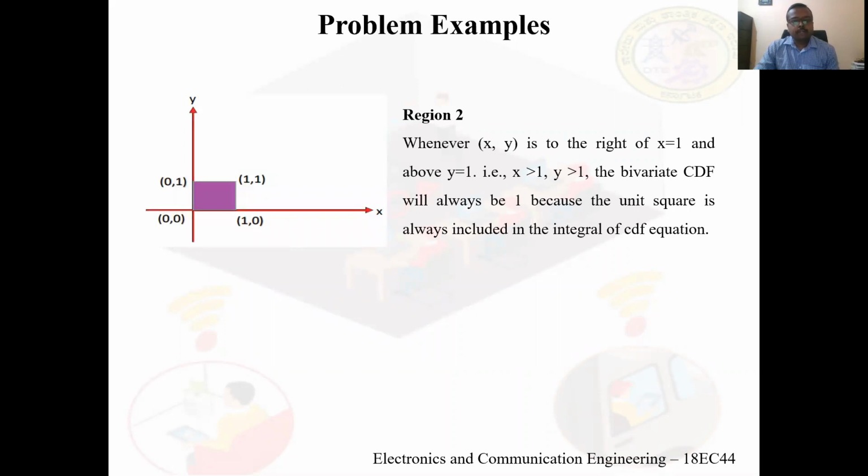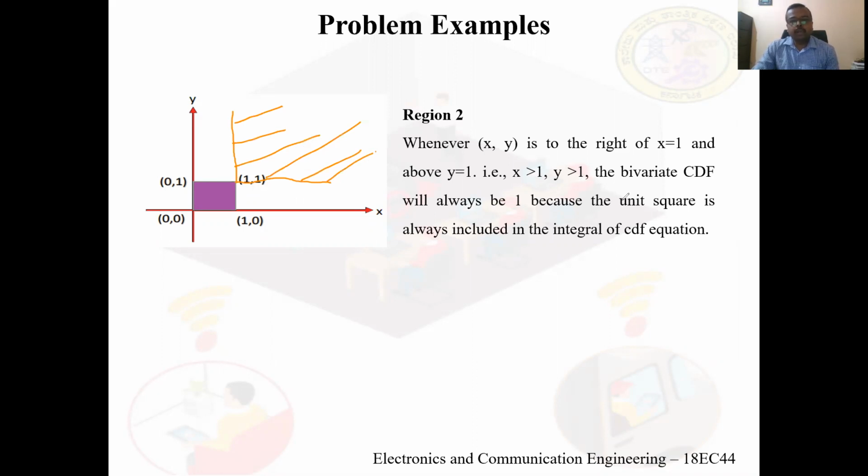Next, for region 2. Here, for region 2, I'm considering whenever x, y is to the right of x equal to 1 and above y equal to 1. In the sense, when x is greater than 1, right, and y is greater than 1. What is this region now? It is this region. x greater than 1, y greater than 1. This region, right? For x greater than 1 and y greater than 1.